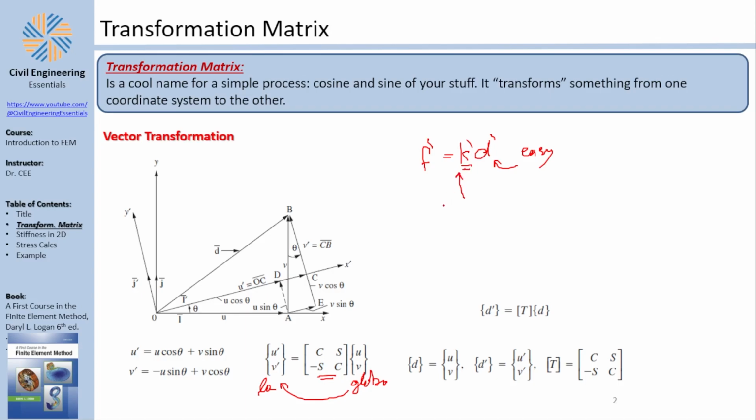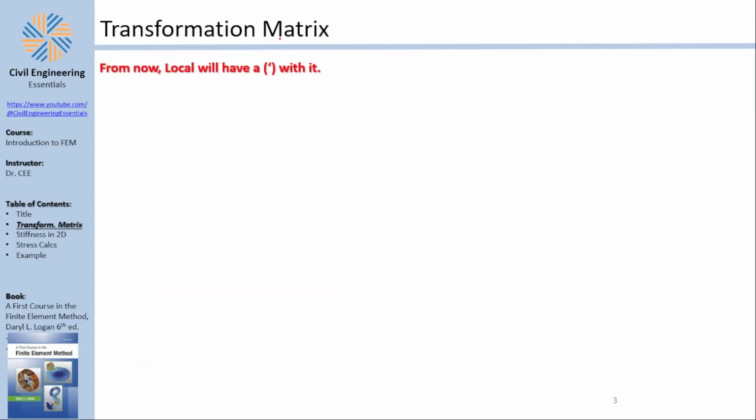Now in reality we have global stuff, so we need to basically try to get the global stuff and fit it back into the local and vice versa, by the way. I will show you how this works, which means now in the end, ultimately, that the global deformations multiplied by something called a transformation matrix gives you the local displacements. And D here is your global U and V. D dash here is your local U and V. And T is called the cosine sine matrix. So basically what I'm trying to say is that from now local will have this little dash.